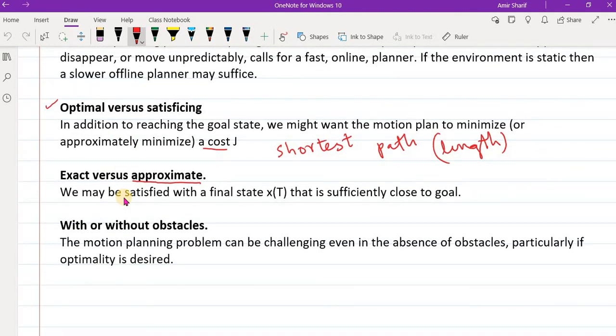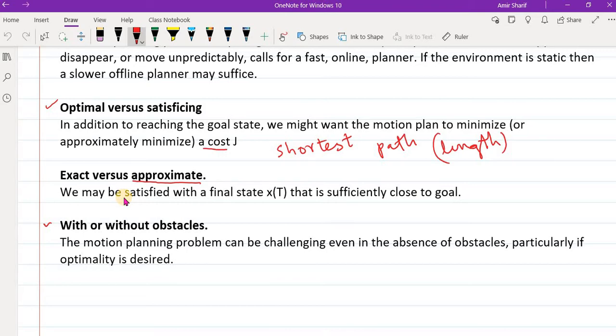Then we have motion planning problems in which there are obstacles and some without obstacles. The motion planning problem can be challenging even in the absence of obstacles, particularly if optimality is desired. If you are looking for an optimal solution, if you're looking for minimizing or maximizing some cost function, then even without obstacles, motion planning is a hard, difficult problem.